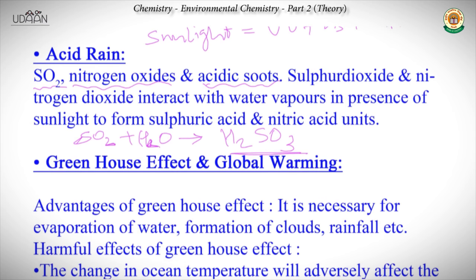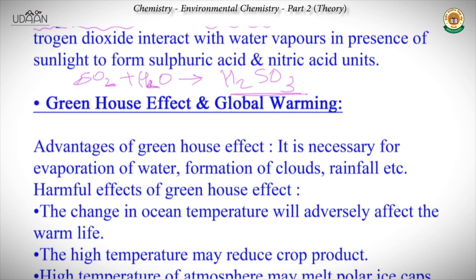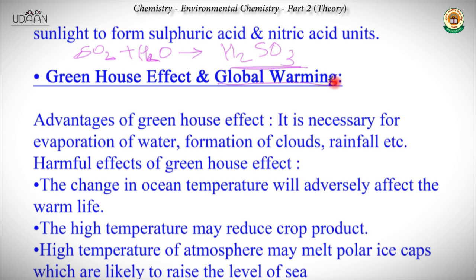Now we would study about the greenhouse effect and global warming. Now, what is global warming? Global warming is actually heating up of Earth due to the presence of a thick layer of carbon dioxide, methane, etc. gases present above the Earth. So, global warming is the consequence of excessive greenhouse effect. Greenhouse effect is basically due to presence of CO2, CH4, etc. gases in the Earth's atmosphere.